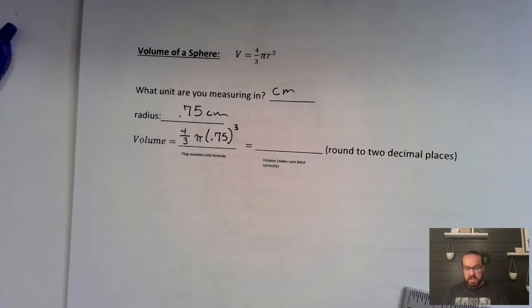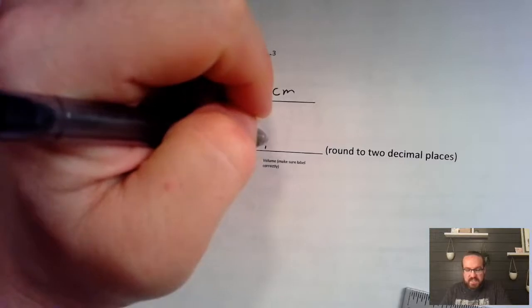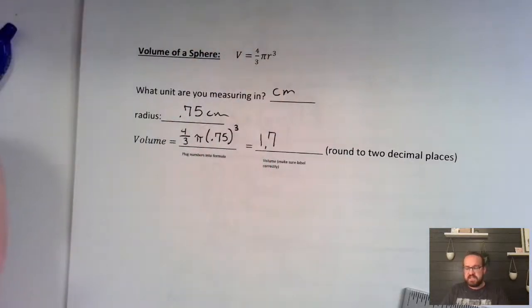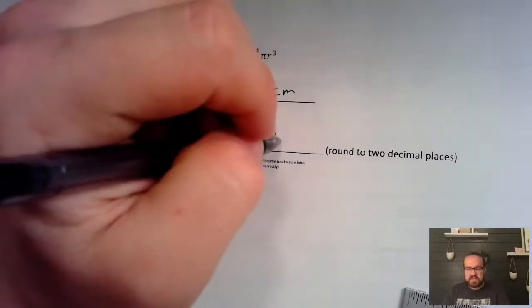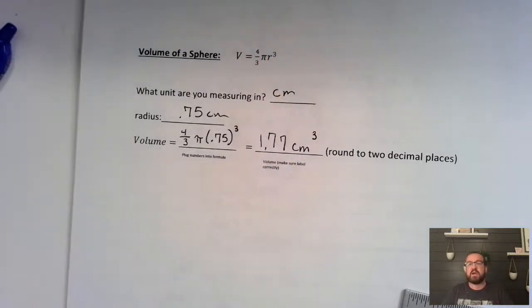So let's see what we got here. We have 4/3, excuse me, then we have times pi, and then we have times 0.75 to the 3rd power. So again, I have 1.76625, so 1.77 centimeters cubed, right? Make sure you get that correct label.